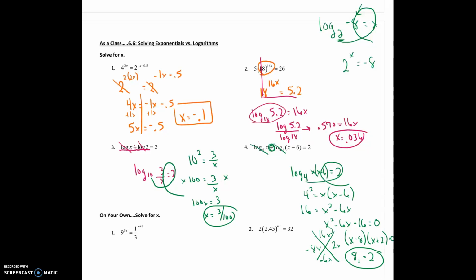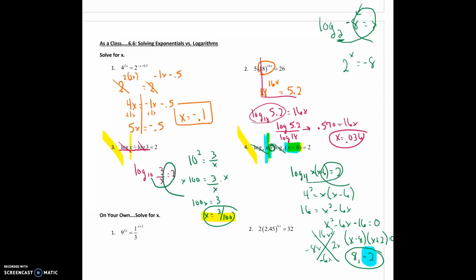So in your log problems, you do need to make sure that your answer, when you put it back in, does not have you take the log of a negative number. So when I put it back into 3, I'm taking the log of 3/100ths, that's fine. And when I put 8 back in here, I'll be taking the log of 8, and over here I'll be taking the log of 2, that's fine. But when I put negative 2 back in, I'll be taking the log of negative 2 here and the log of negative 8 here. So this one is not technically a solution, it's an extraneous solution.